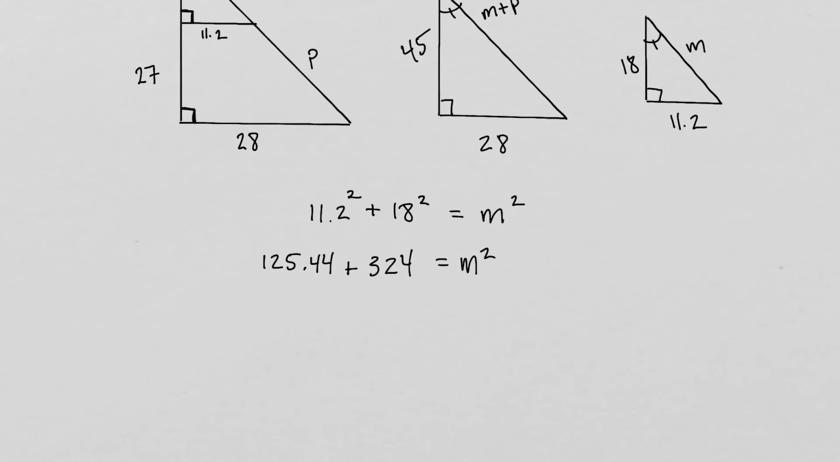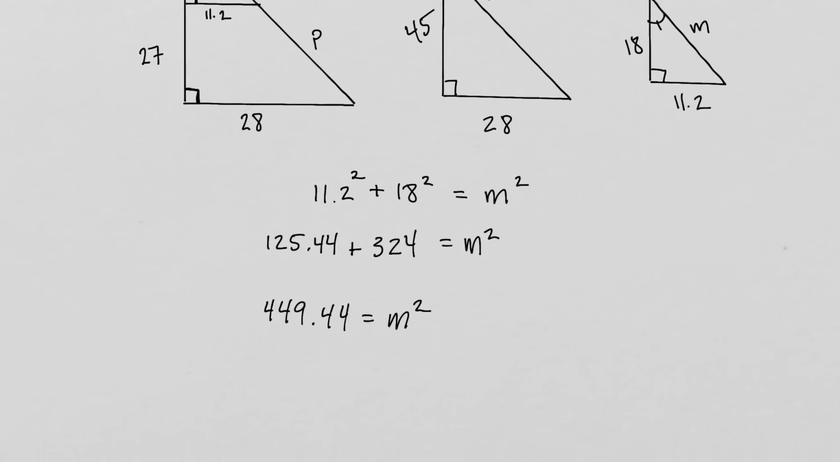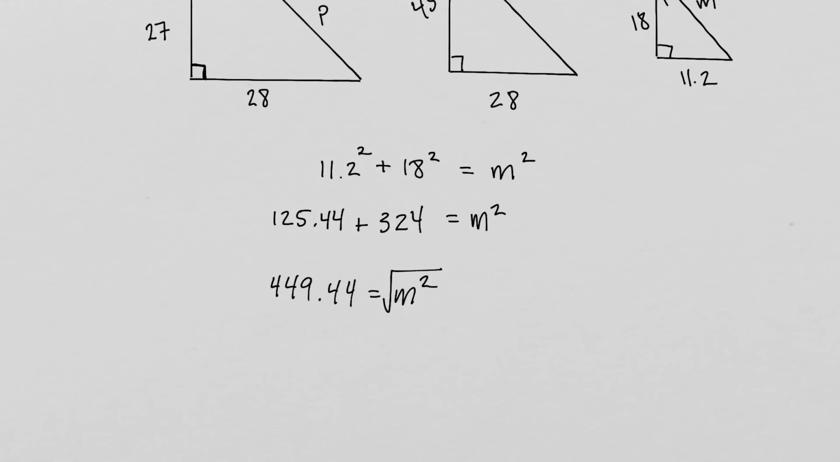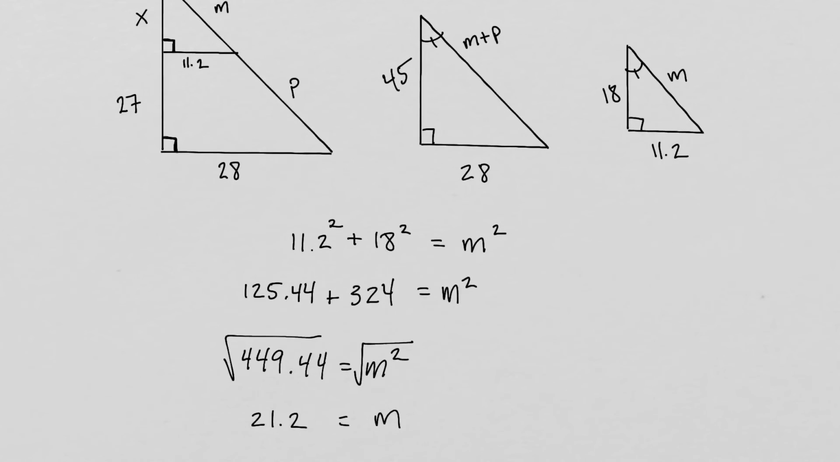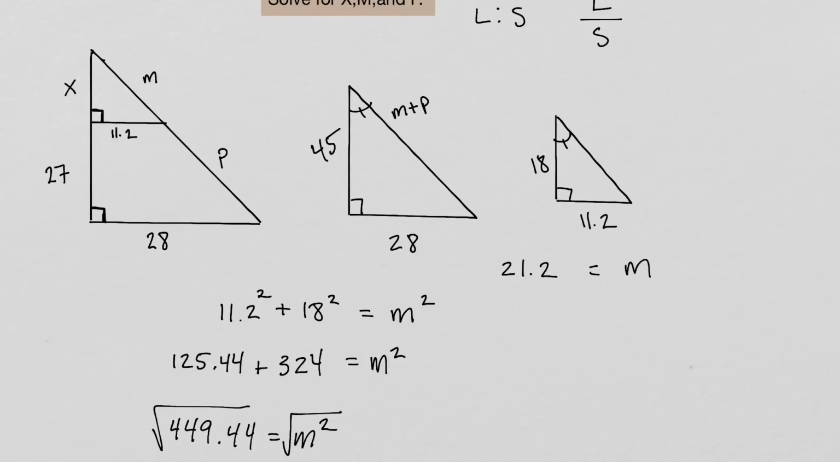So now we have 449.44 equals m squared. Now what we have to do is take the square root of both sides. That's going to give us m, since the square root cancels out the squared. The square root of 449.44 gives us 21.2. So now we know m is 21.2.